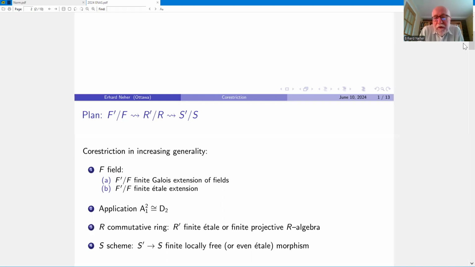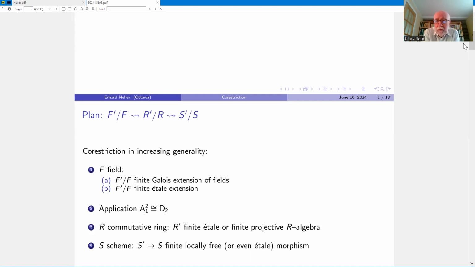I will first introduce corestriction for finite Galois extensions of fields. This is in fact the standard or the original setup in which one has defined corestriction. So this goes back to Albert, Riehm, and Gille. I will then give you an extension replacing finite Galois extensions by finite étale extensions.